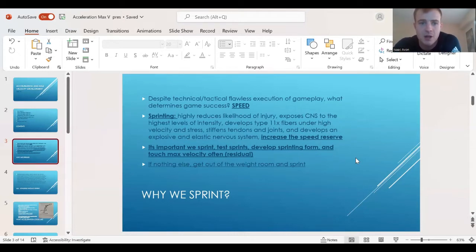It exposes the central nervous system to the highest levels of intensity, develops our type 2X fibers under high velocity and stress, which is super important, stiffens tendons and joints, and develops an explosive and elastic nervous system, but also increases the speed reserve. I think the speed reserve is something that is not really talked about as much in terms of everything else that is discussed here.